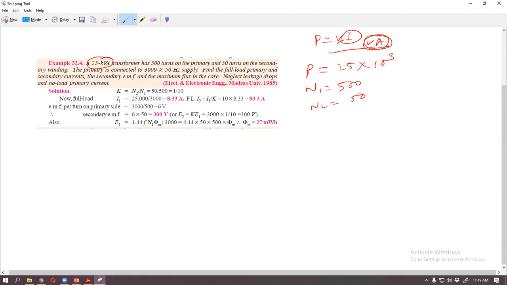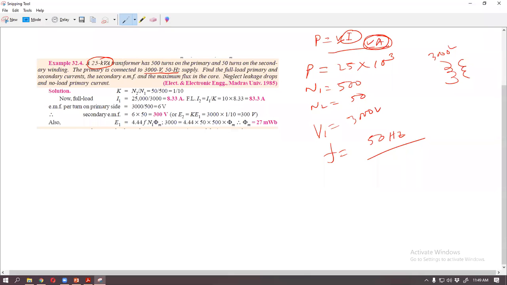The primary is connected to 3000 volt and 50 hertz. So primary coil, this coil is 3000 volt. So V1 or E1 is equal to 3000. And F, frequency, is equal to 50.